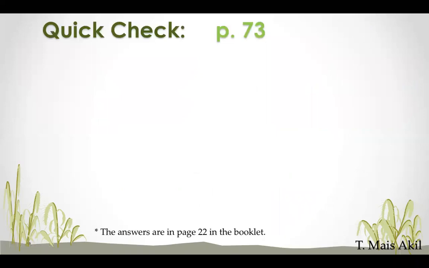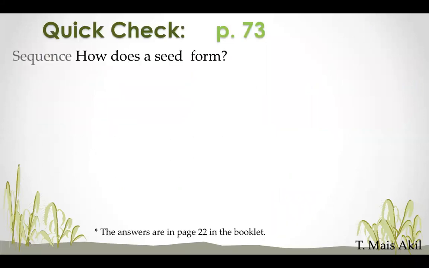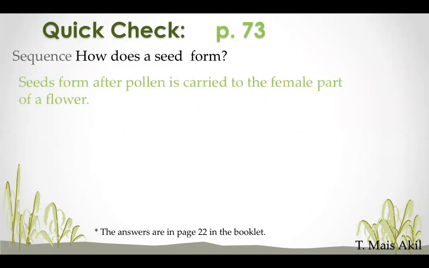Quick check. Sequence. How does a seed form? As we said before, which part makes the seeds? Yes, very good, the flower. And then when the pollen moves from the male flower to the female flower, it could make the seeds. So seeds form after pollen is carried to the female part of a flower.